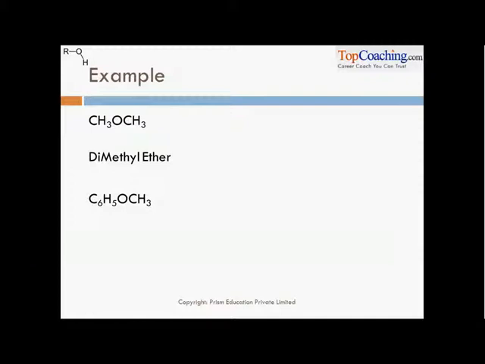Let us name this one, C6H5OCH3. What is C6H5? It's phenyl, right? So methyl phenyl ether. Why? Because M is alphabetically earlier than P, right? So we name it methyl phenyl ether.